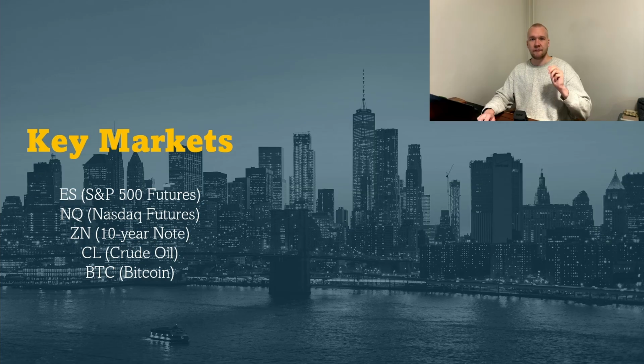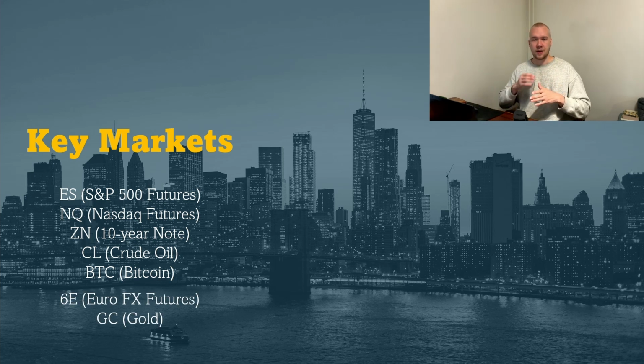So here we have the 5 key markets. We have the S&P 500 and the Nasdaq representing the stock market. Then we have the 10-year Treasury note representing the US Treasury, which is a very important market by itself. Crude oil, a very important indicator for energy prices and inflation also. Bitcoin, maybe the fastest growing asset out there, I don't know. And we have some lesser markets, also very important. 6E representing the Forex market, and then we obviously have gold. And these are all futures contracts, by the way, except the Bitcoin.